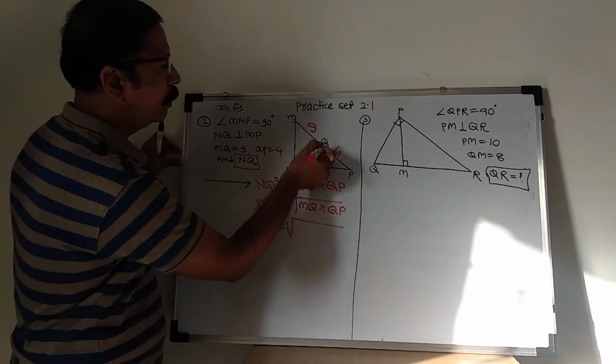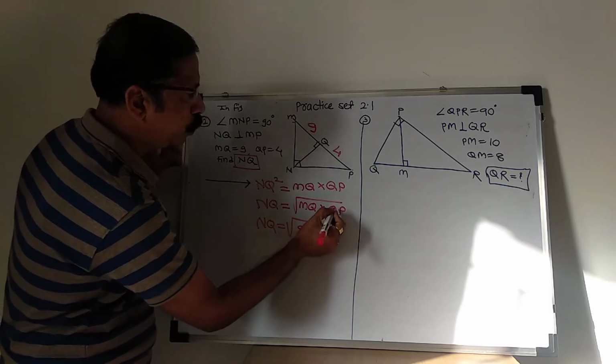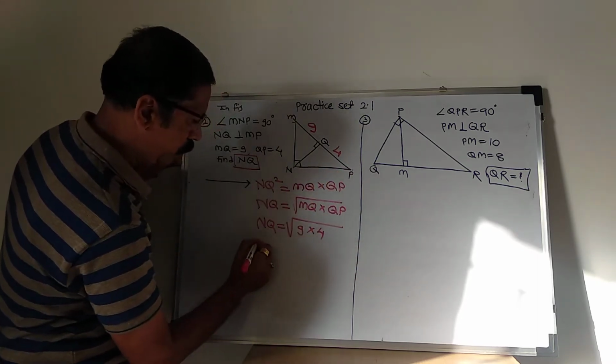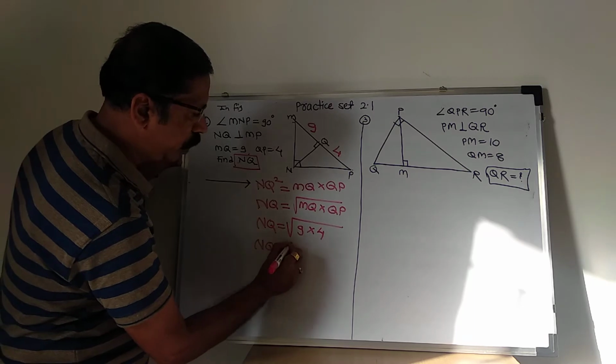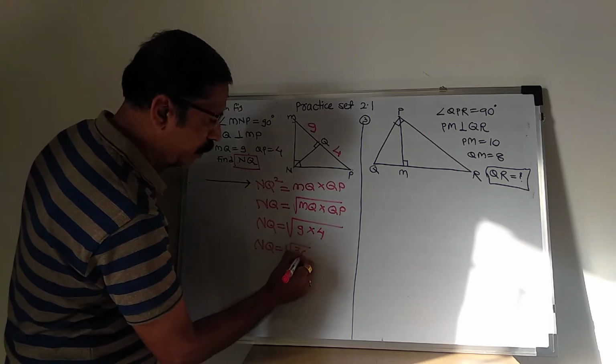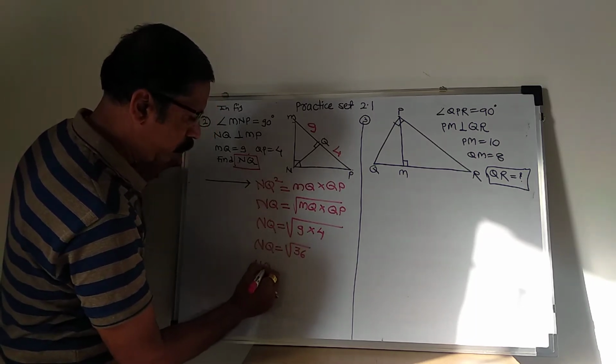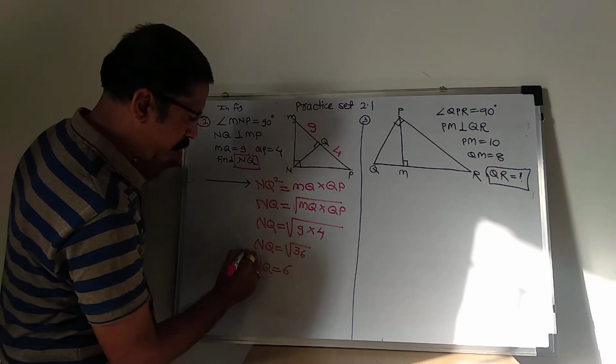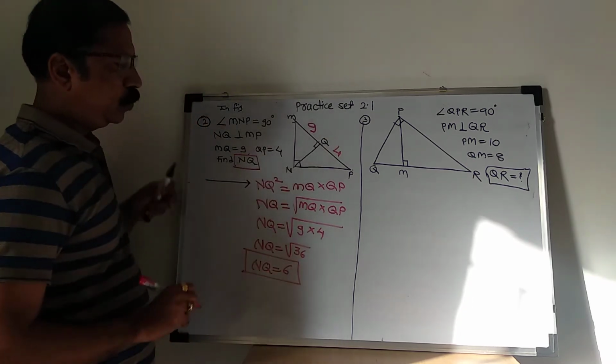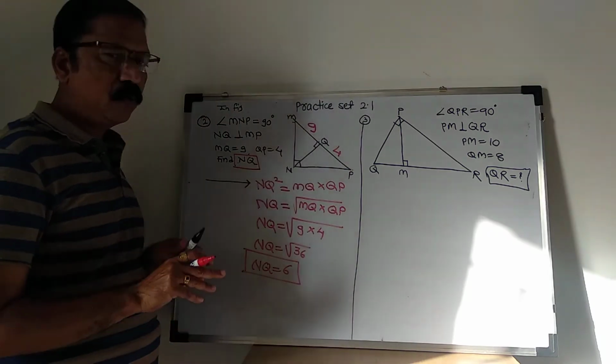Now NQ as it is, which you have to find. Substitute the values. MQ is 9 into QP is 4. Therefore NQ is equal to under root 9 fours are 36, and everyone knows the square root of 36 is 6. So NQ is equal to 6. Like this we have to solve the sum.